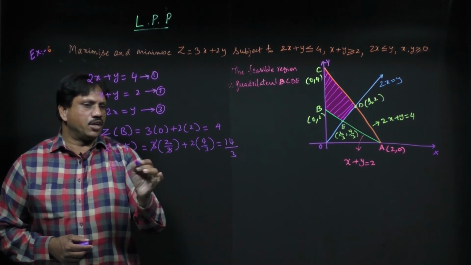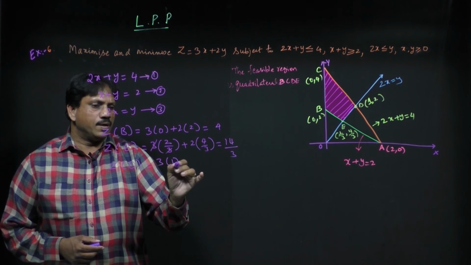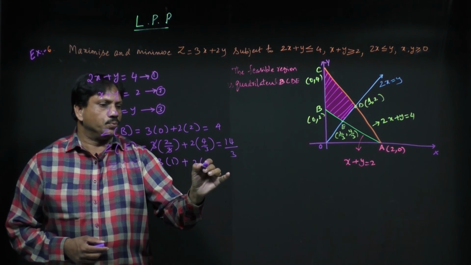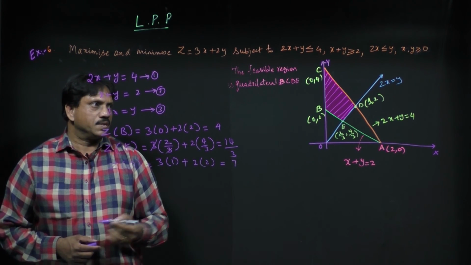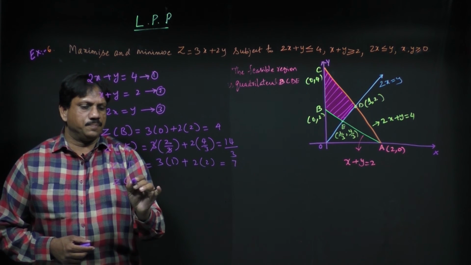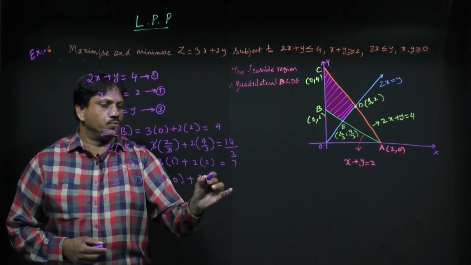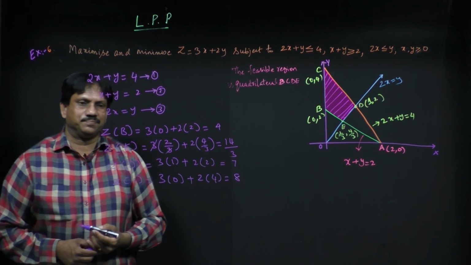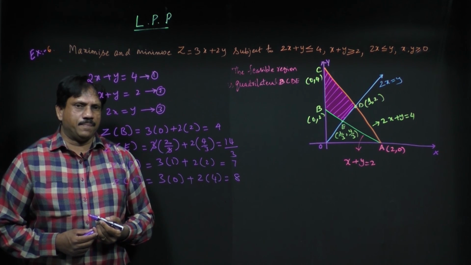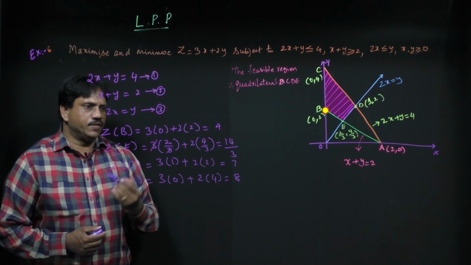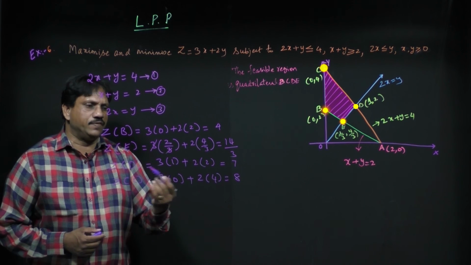Next, Z of D I want, D point. 3 into 1 plus 2 into 2. 3 plus 4, which is nothing but 7. And the last point is Z of C. 3 into 0 plus 2 into 4. The value is 8. Now you got all the corner points of the feasible region. At B, the value is 4. At E, the value is 14 by 3. At D, the value is 7. At C, the value is 8.